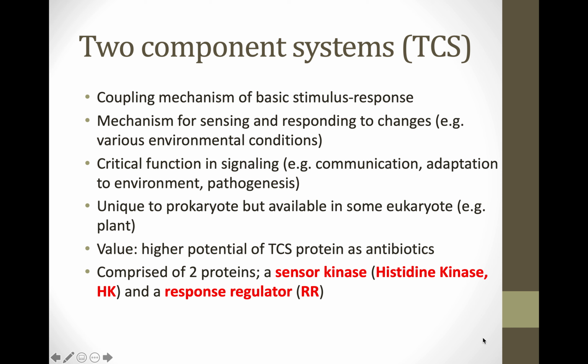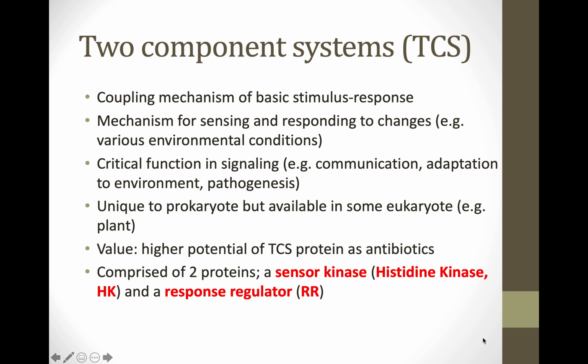It is a form of mechanism for sensing and responding to changes, for example, various environmental conditions, whether it's cold, whether it's hot. And the critical function of TCS is basically in signaling, for example, for communication, for adaptation to environment, for pathogenesis, mutagenesis, and so forth.